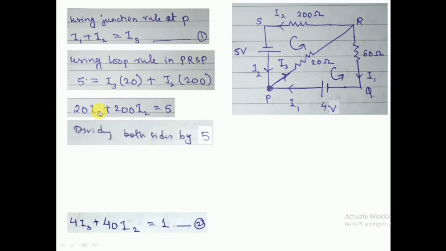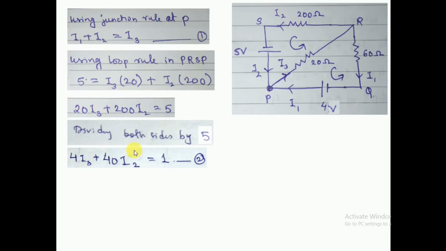Dividing both sides by 5, this is the simplest form. So I've got two equations. Now I need one more equation, so I'll use this loop, PQRP. Now I have one EMF. My loop is going towards the right and this is giving the current towards the left, so my 4 volt is negative.